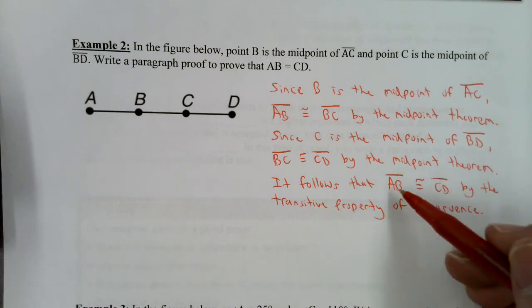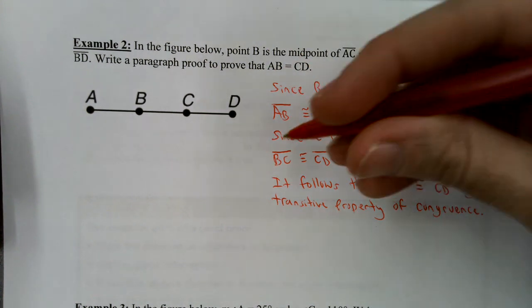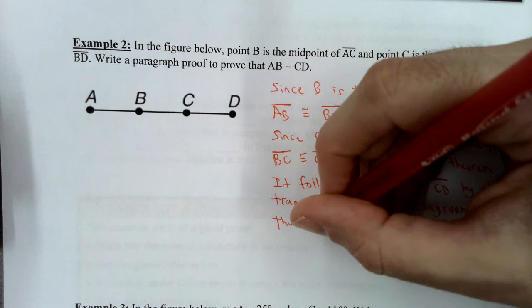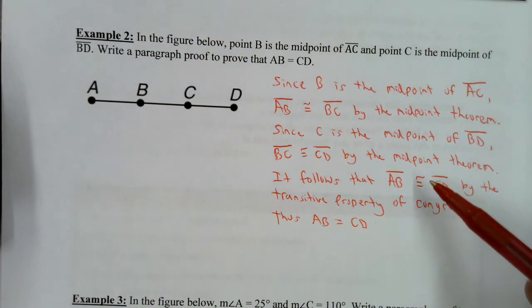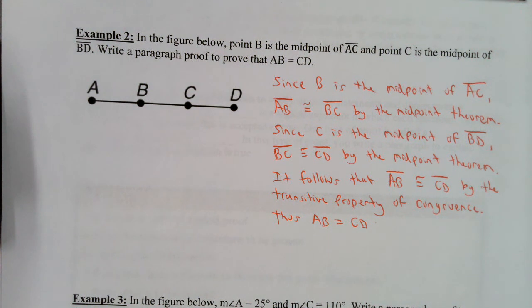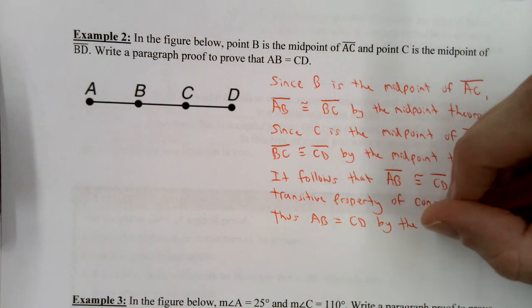And now, since I know that the two segments are congruent, I can say that they are equal. So I'm going to say, thus, AB equals CD, because I know they're congruent, so I can say they're equal. I'll say by the definition of congruent segments.